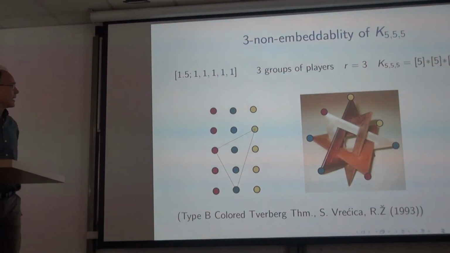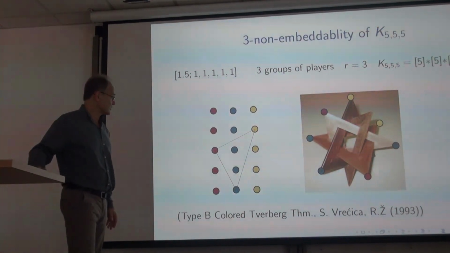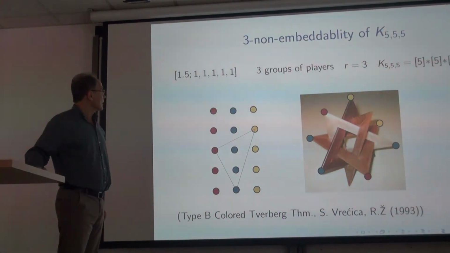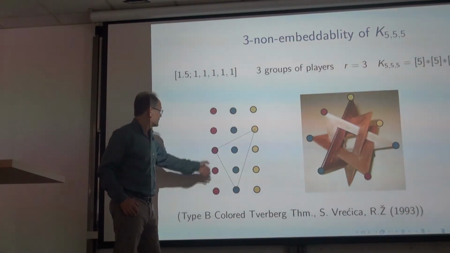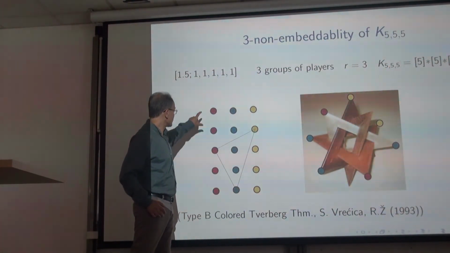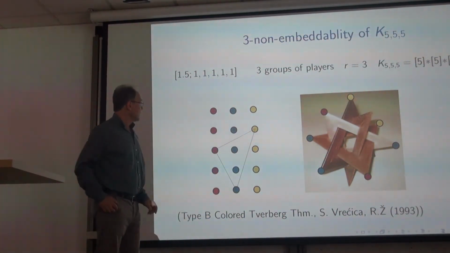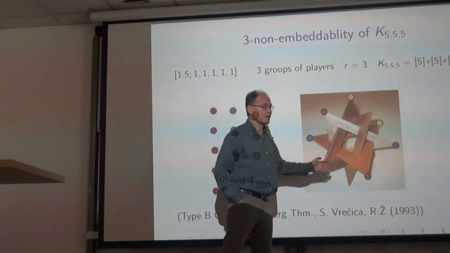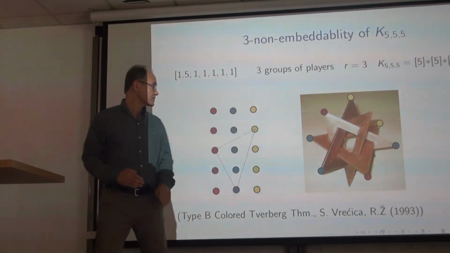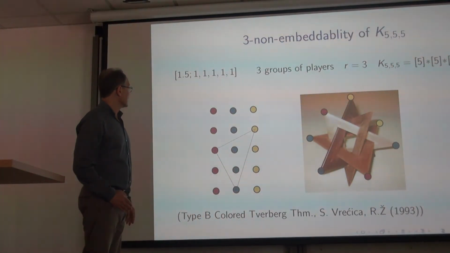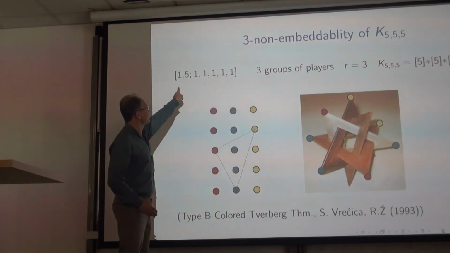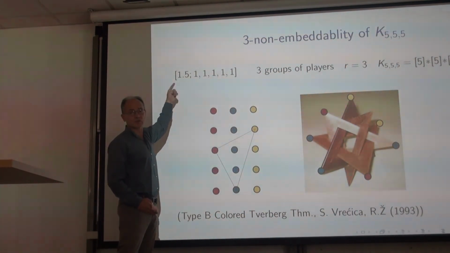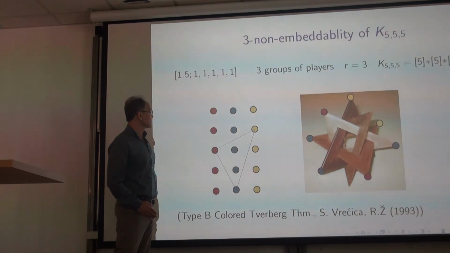And this is just a reminder of one of our early results with Siniša Vrećica, that when r is equal to 3, the complete two-dimensional complex obtained as a join of 5, 5, 5 does not admit an embedding in three-dimensional space without triple intersections, and this is obtained from this voting game with the corresponding choice of parameters.